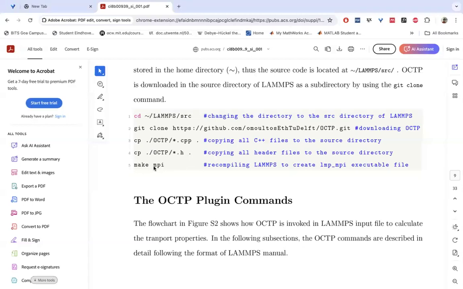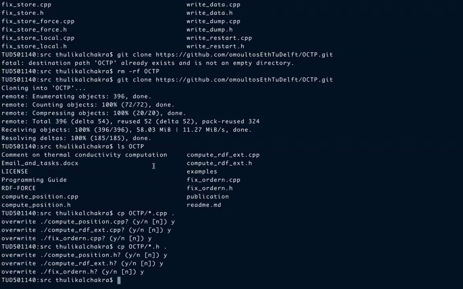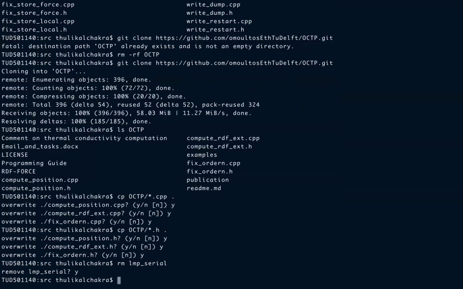Now, finally, I have to make these files to generate a runtime file. But before that, let me first remove the LMP serial file so that we can generate it and I can show you that this works for us.